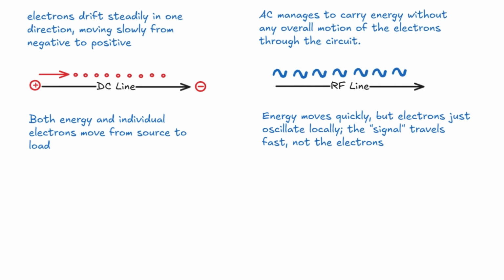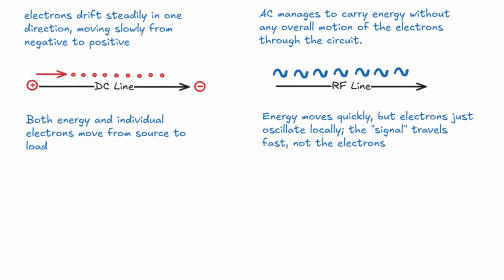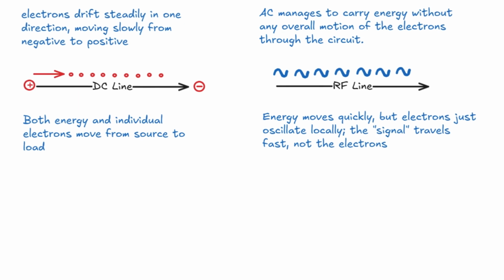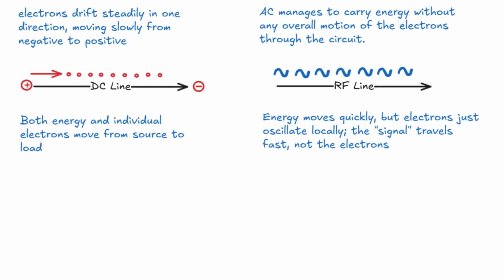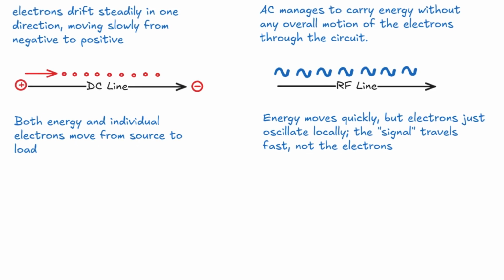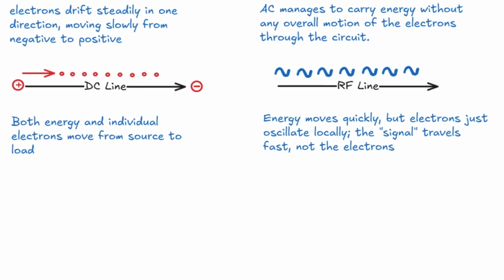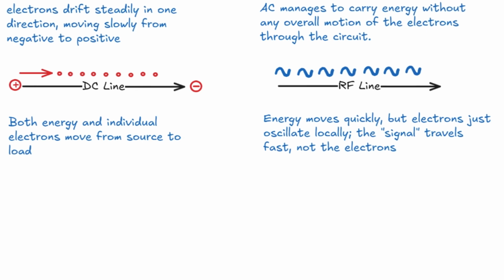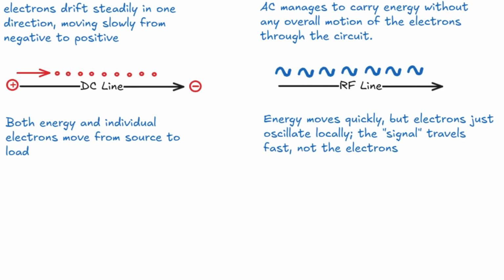DC tricks your brain because everything feels slow and steady. RF is different. At high frequency, the fields matter so much that a wire stops behaving like a simple wire. It becomes a transmission line, a structure that guides electromagnetic energy.